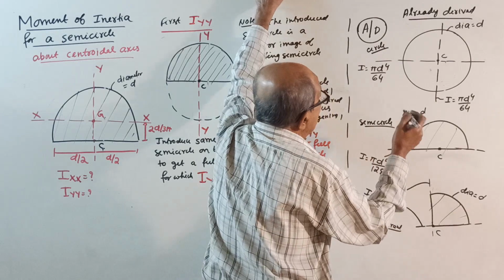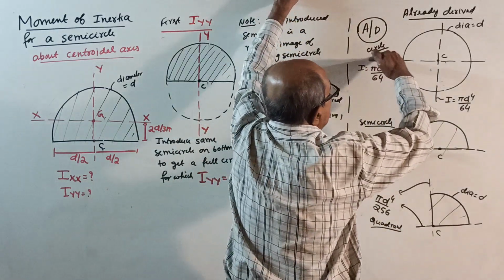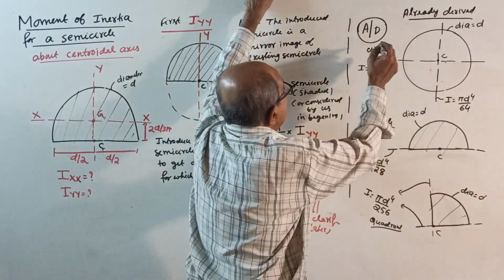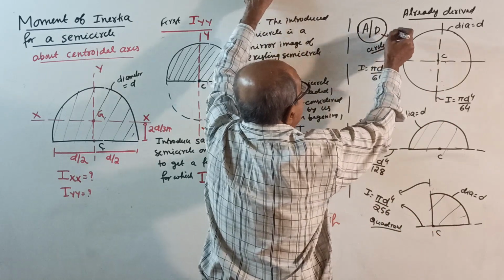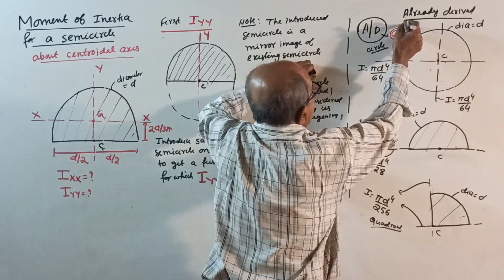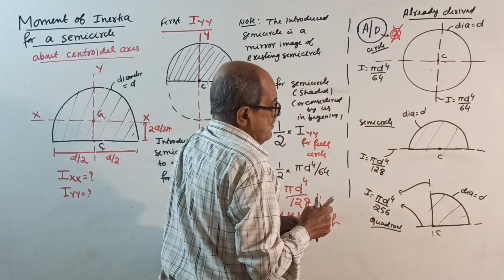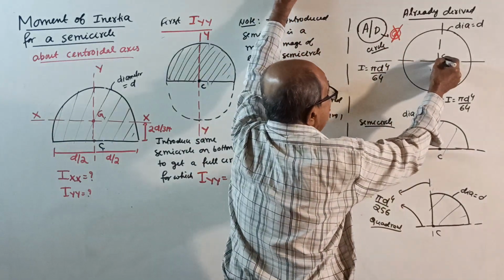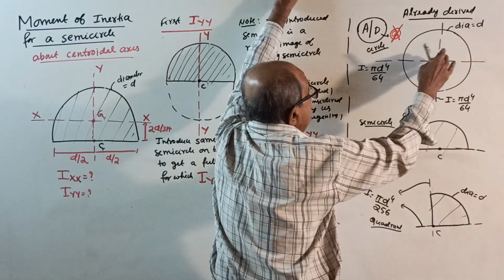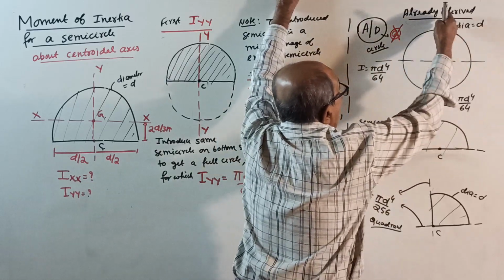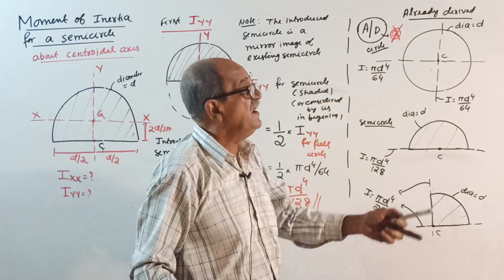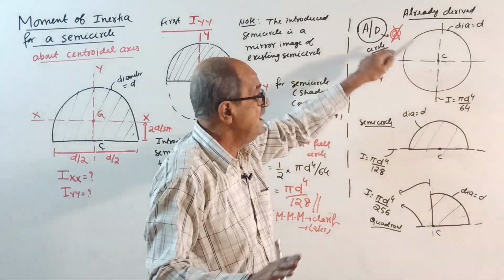Quadrant. We already derived this last time. Make a note here. In the already derived results, I am not talking about the centroid. I will only talk about the center of the circle. This is a diameter, this is a diameter. I about this diameter is pi d power 4 by 64. Of course, for a circle, that is nothing but Ixx, Iyy only.